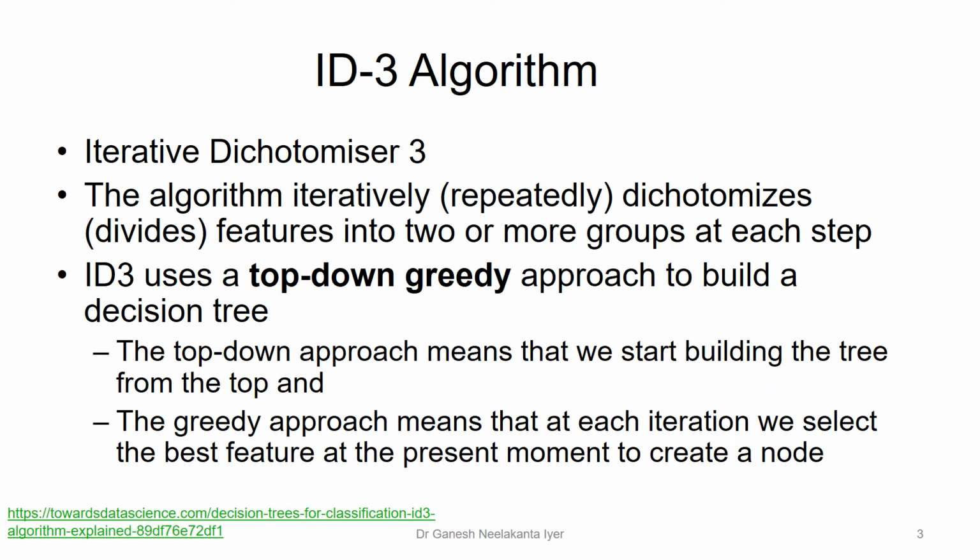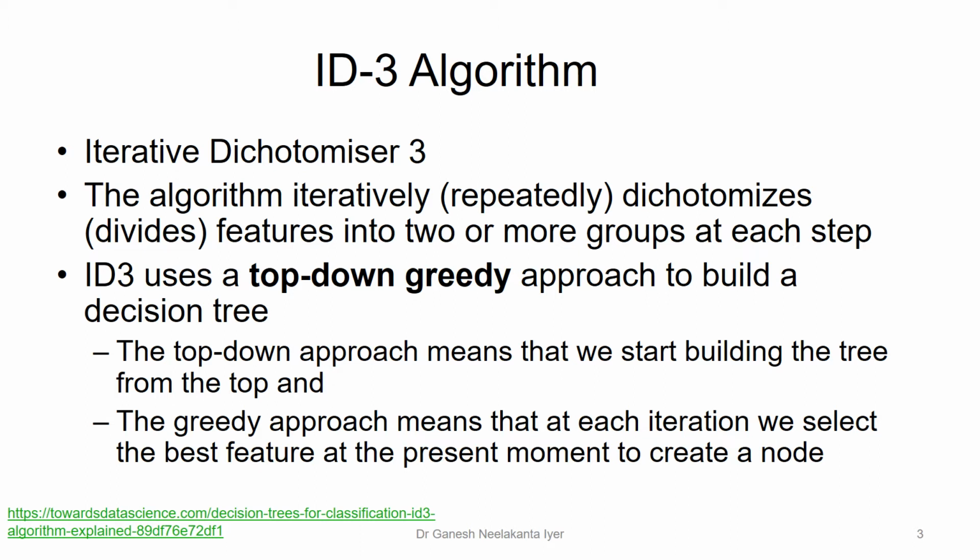One of the most popular and old algorithms in the machine learning decision tree category is the ID3 algorithm. It is called iterative dichotomizer tree. The algorithm iteratively and repeatedly dichotomizes, which means divides, features into two or more groups at each step. It's a top-down greedy approach to build a decision tree.